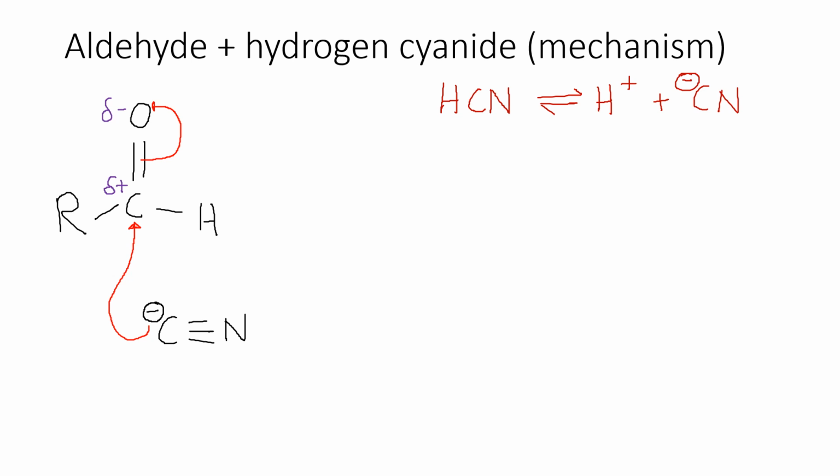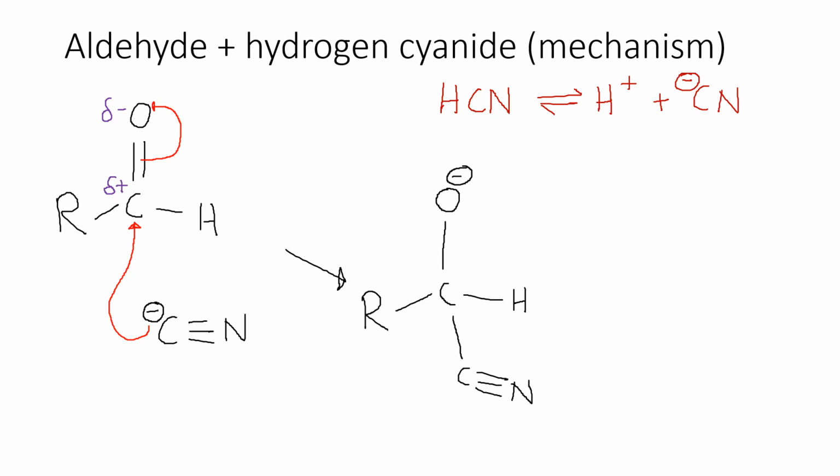And what forms as a result of this is you've got your R group bonded to the C, bonded to the H as it was before. The double bond has now become a single bond to oxygen. And because we've moved a pair of electrons from the double bond onto the oxygen, this oxygen becomes negatively charged. And then we've got a new bond here to the carbon of the cyanide, C triple bond N.